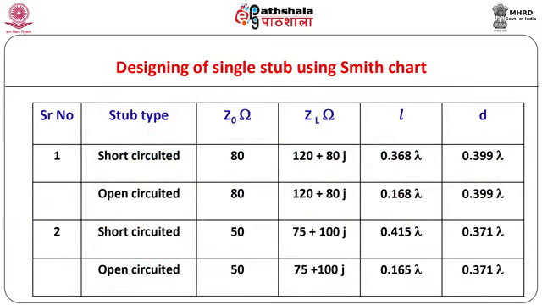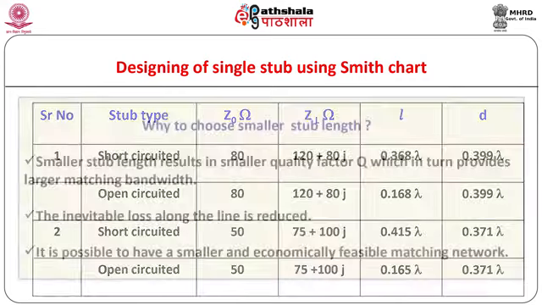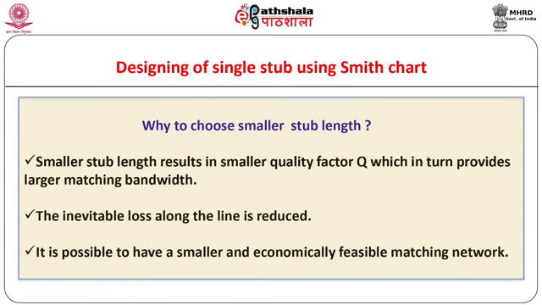As an exercise, you may try to verify the following results. Note that there might be a little deviation from the expected values. Single stub matching technique gives two solutions for the stub length. Out of these two, the solution giving smaller stub length is preferred over the other.